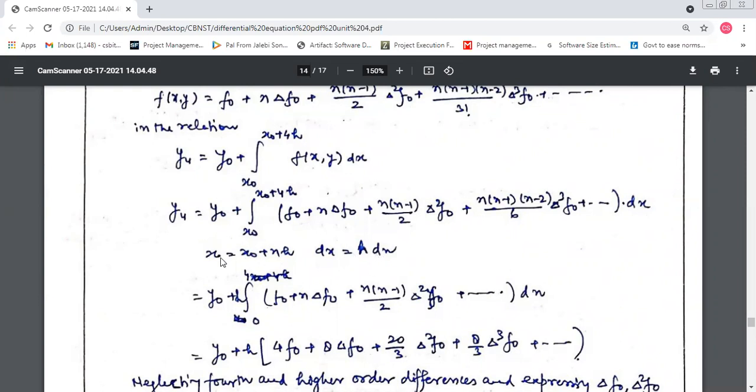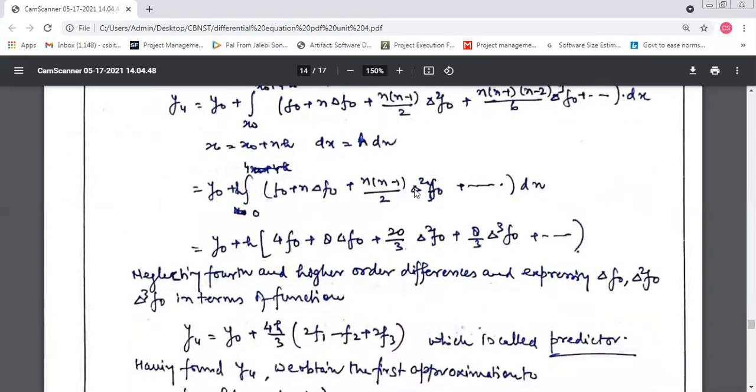So this y4 will be equal to y0 plus h from 0 to 4, because whenever we put x equal to x0, n will be 0. And whenever we put x equal to x0 plus 4h, we will get n equal to 4. So this will be equal to y0 plus h from 0 to 4, f0 plus n delta f0, and so on, integrating this value with respect to n.